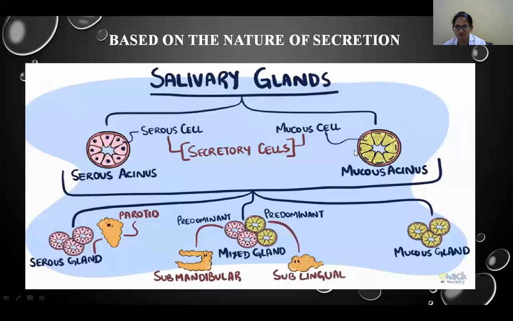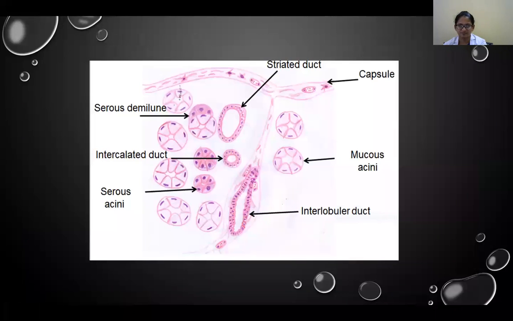Serous cells and mucous cells: by these two cells, the salivary glands are divided into three types: serous salivary gland, mucous salivary gland, and mixed salivary gland. Serous salivary gland is exemplified by the parotid, whereas mixed salivary gland is exemplified by submandibular and sublingual glands, whereas mucous salivary gland is for the minor salivary glands.